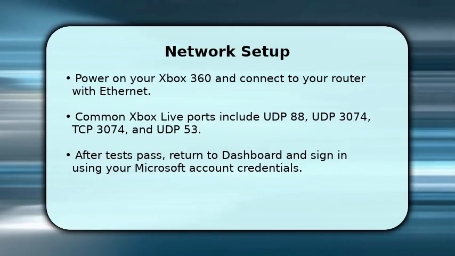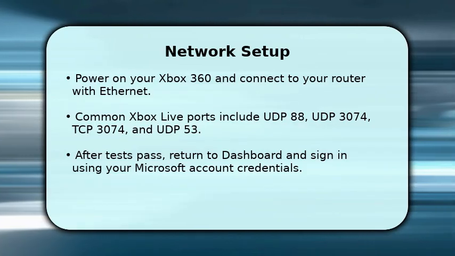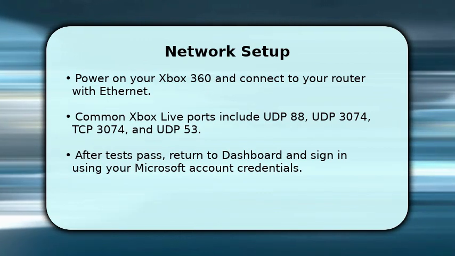If NAT is strict, enable UPnP or forward Xbox Live ports. Common Xbox Live ports include UDP 88, UDP 3074, TCP 3074, and UDP 53. Install system updates when prompted for Xbox Live compatibility immediately.